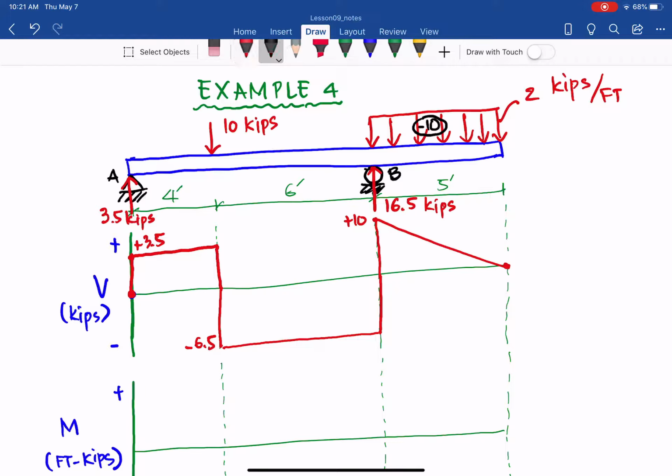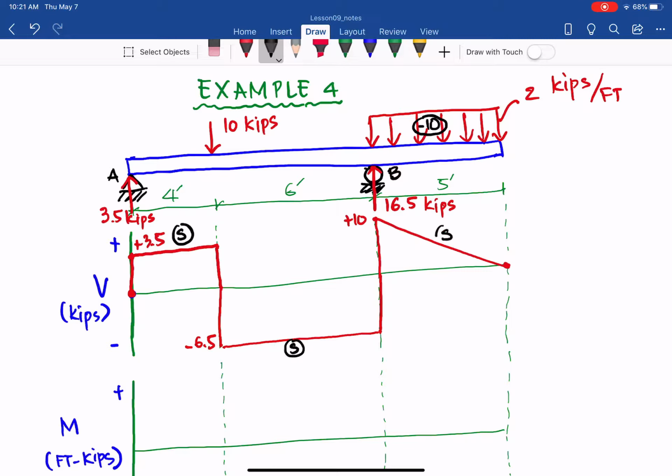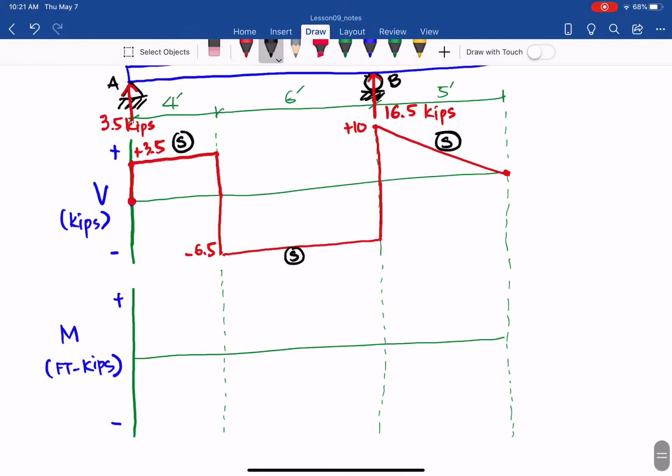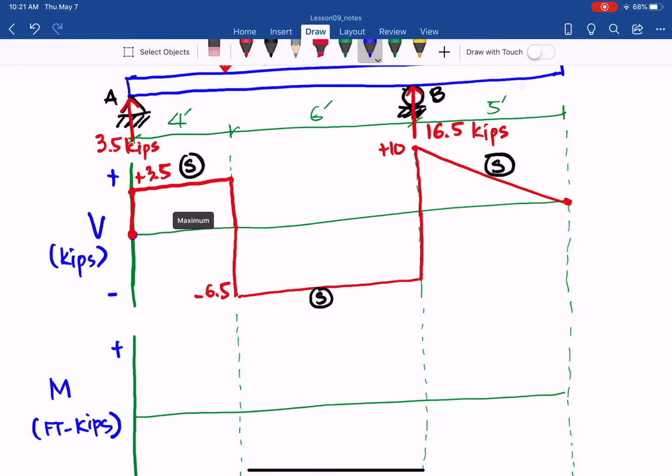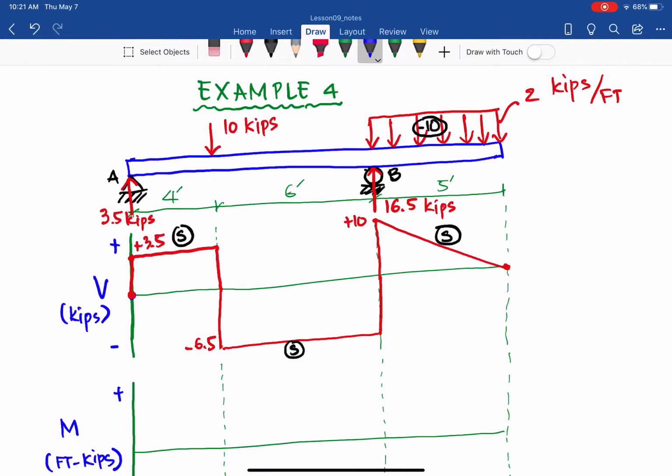Now go back to the line we are talking about, that is S, this is S, and this is S, straight line. And now go to the moment. When you draw the moment diagram, look at the shear diagram and find the areas under the shear curve. So you see 3.5 from 8 to 10 kips, 3.5 times 4. Each area is positive because the shear is positive: 14 foot-kips.